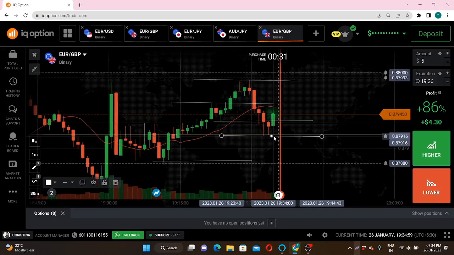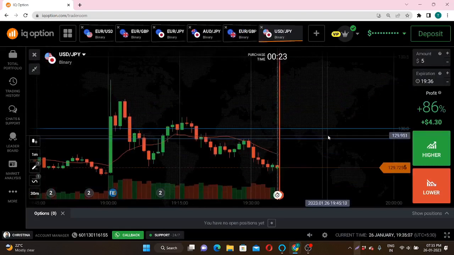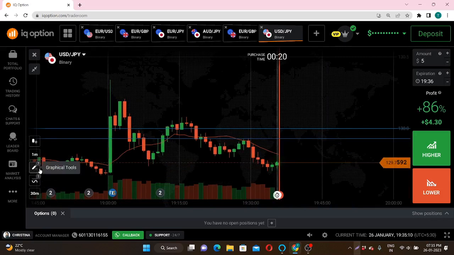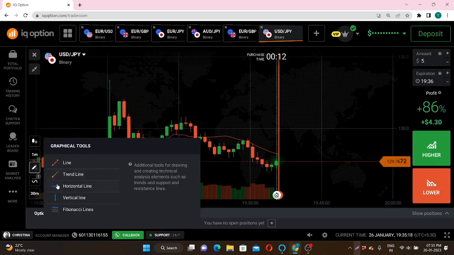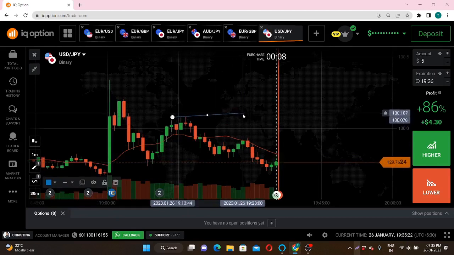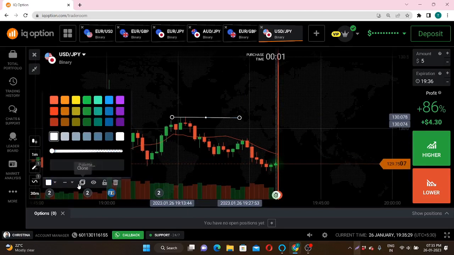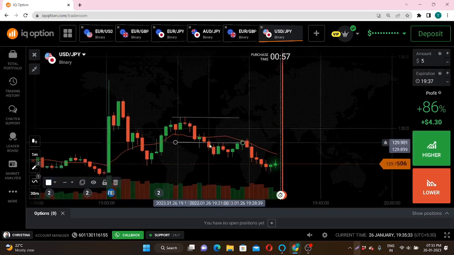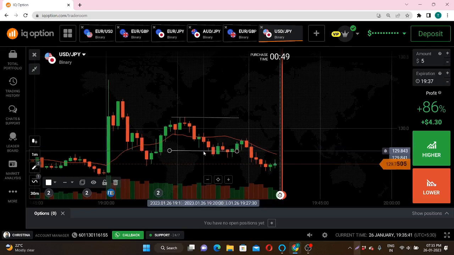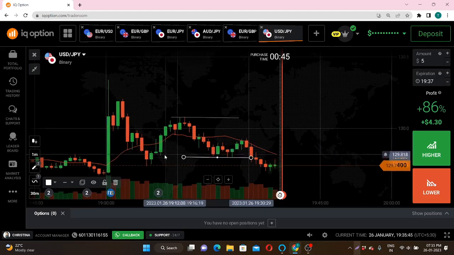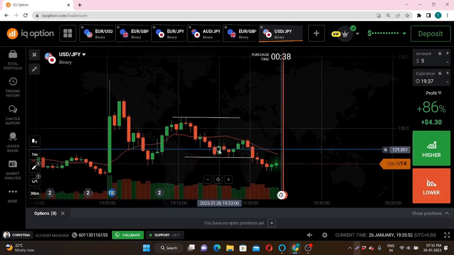I will find some other pair also. So here we will see any opportunity there. Here we have a high. We will find the low of this one. This is the low. No, this is not a low, right? Because the market makes a new low. Again, here is the low. So what I can do is I will mark this point, this one. So this is not a good one.